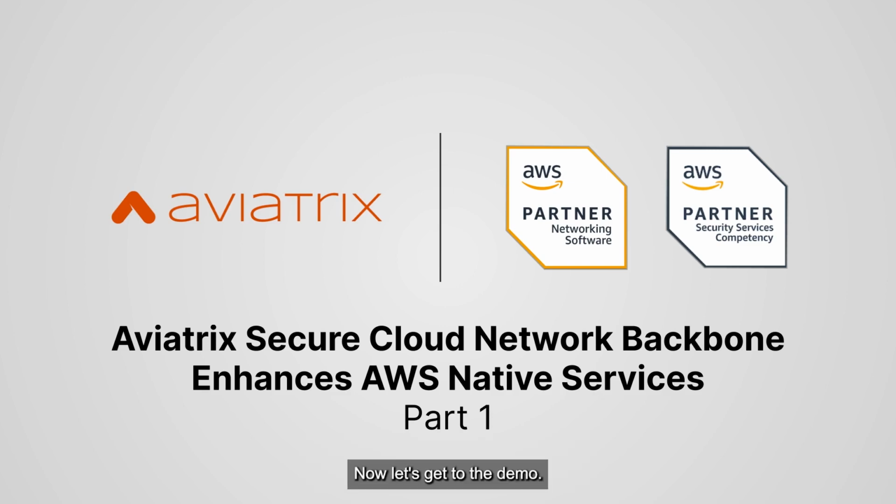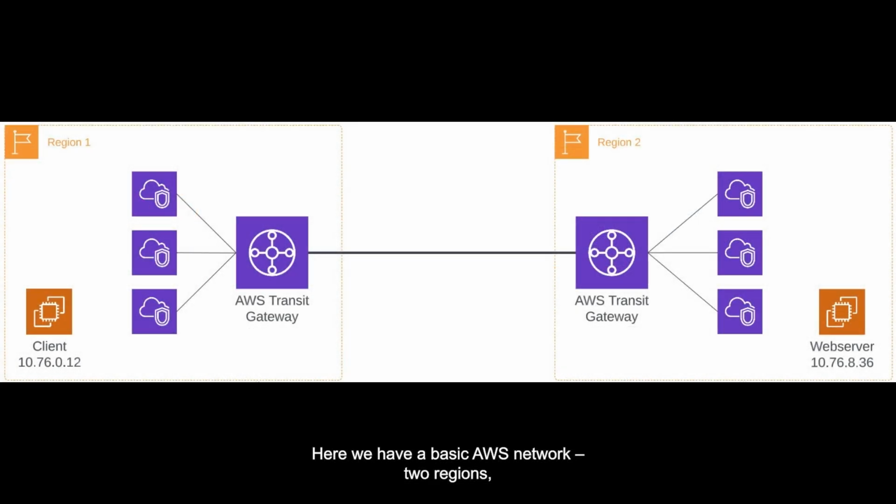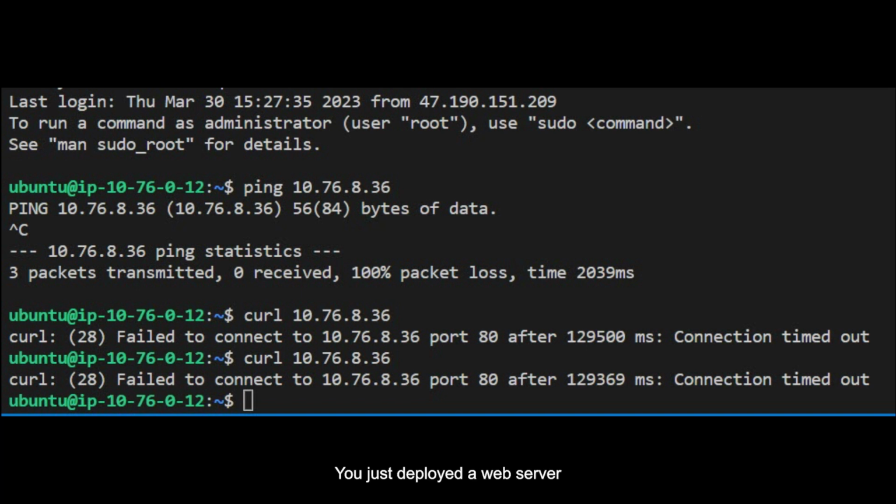Now let's get to the demo. Here we have a basic AWS network, two regions, VMs and VPCs, and transit gateways with possible connectivity between all. You just deployed a web server in region 2, but you can't connect to it from region 1. How do you troubleshoot this using AWS native tooling?